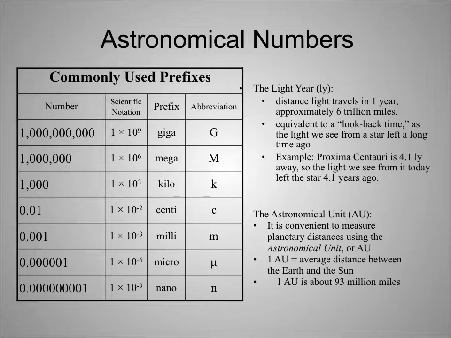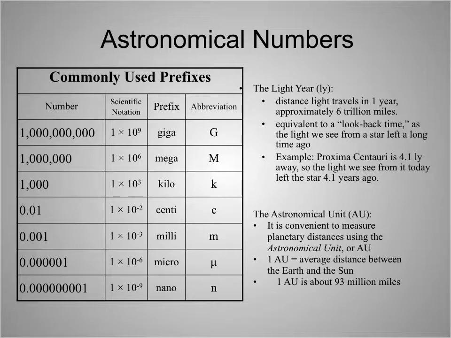And astronomers also make use of somewhat non-standard units, such as the light year and the astronomical unit. The astronomical unit, or AU, is a unit that is defined as being the distance between the Sun and the Earth on average, which is about 93 million miles.